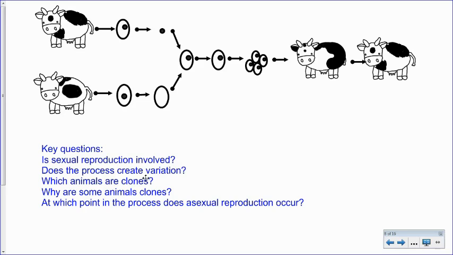Which animals are clones? We've said that. Why are they clones? They've got the same DNA, they've got the same genes, the genes are the code for the characteristics. At which point does asexual reproduction occur? Well, I suppose here you take the nucleus out. There, at this point, this is going to be a clone of that. Okay.